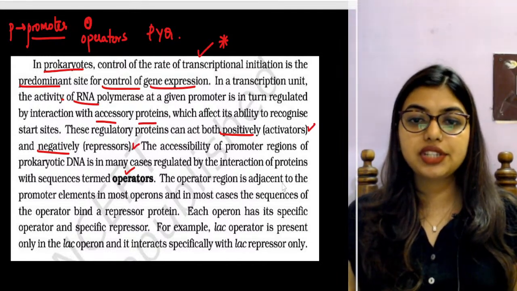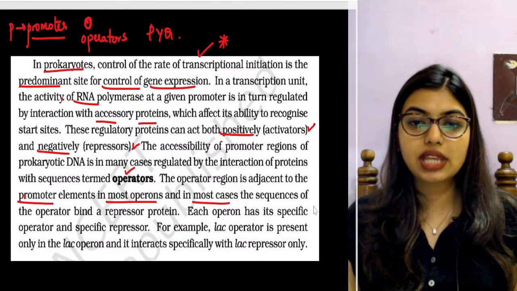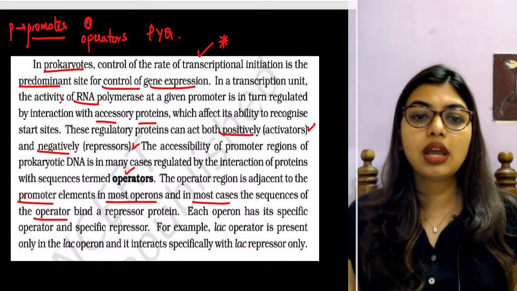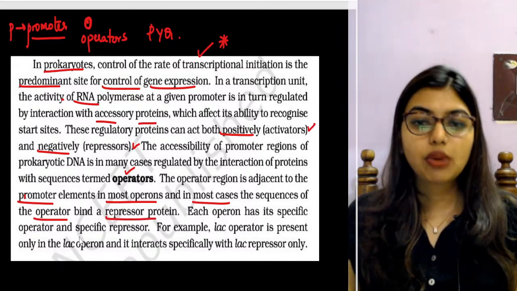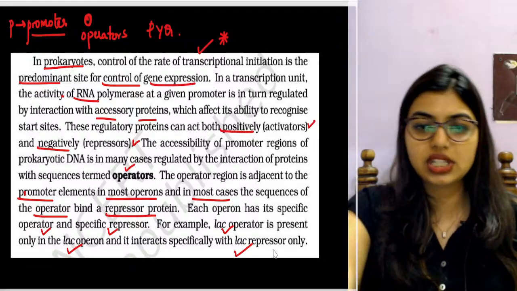The operator region is adjacent to the promoter elements in most operons, and in most cases the sequence of the operator binds a repressor protein. Each operon has a specific operator, specific repressor. For example, lac operator is going to be lac operon and it interacts with lac repressor. So here they're just giving introduction.